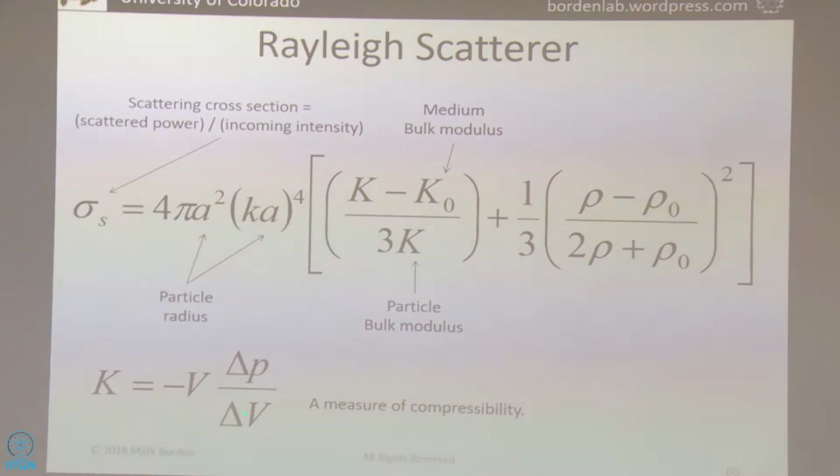So it's a thermodynamic property, a measure of the compressibility. Given a certain pressure increase, how much does it decrease in volume? That's the measure of compressibility. Then we also have terms for the density: the density of the medium and the density of the particle.